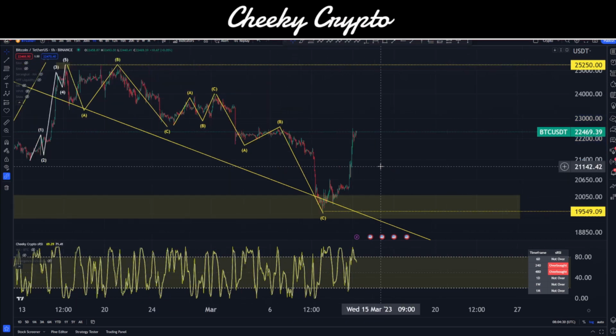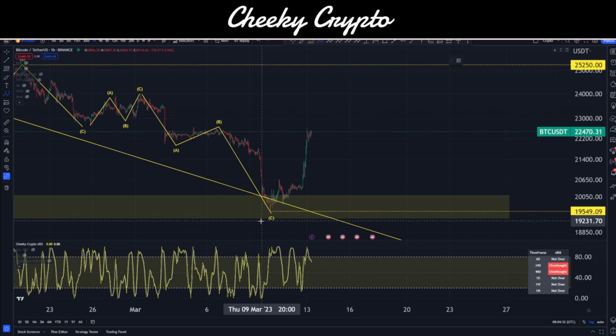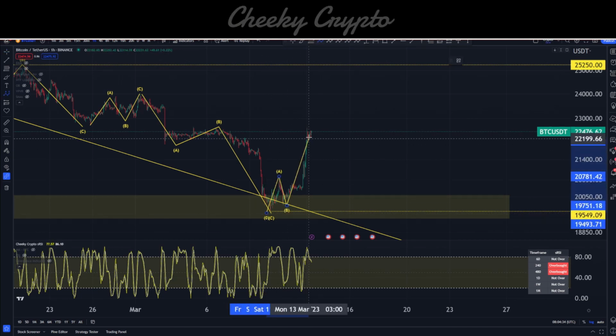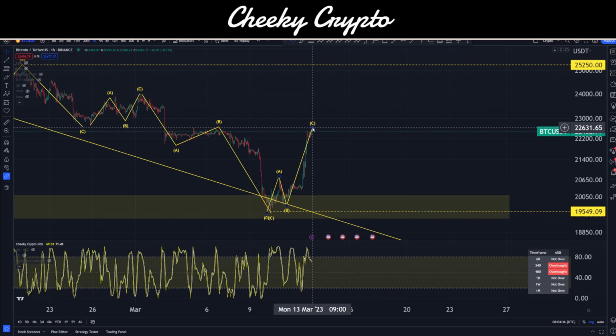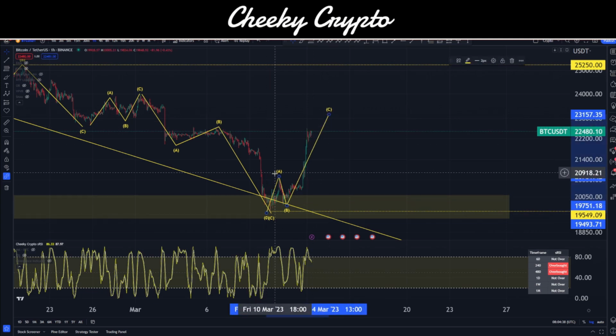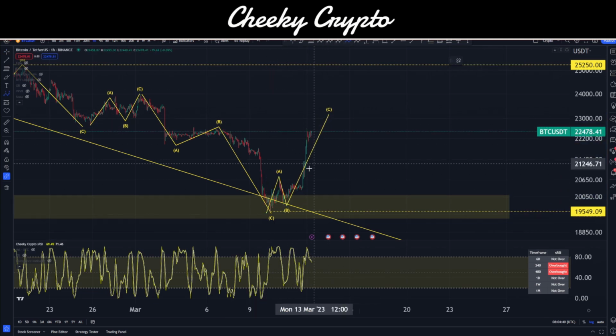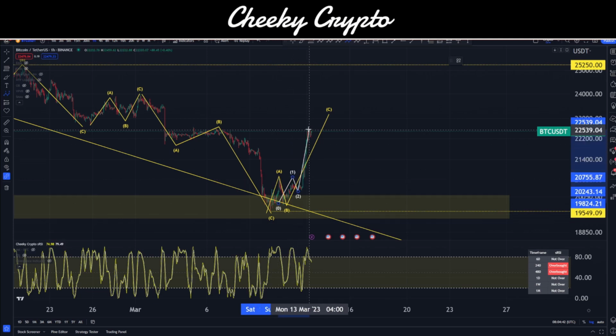Now we have a corrective pattern going up, and this corrective pattern at the moment looks like this. It probably has a little bit further to go to the upside because I think it's a 335, meaning that there's an ending 5-wave structure right inside here.